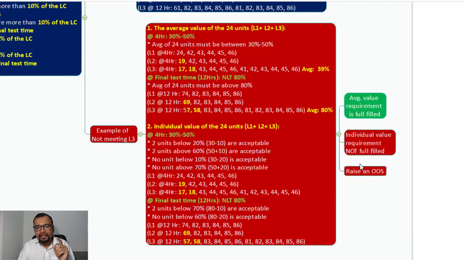So this is the case. The average value is still meeting and fulfilling the requirement, but the individual value requirement is not fulfilled. So you need to raise an OOS and investigate the root cause behind the failure. Is it an analytical error or a manufacturing error? Based on that, the batch can be released or further disposed.